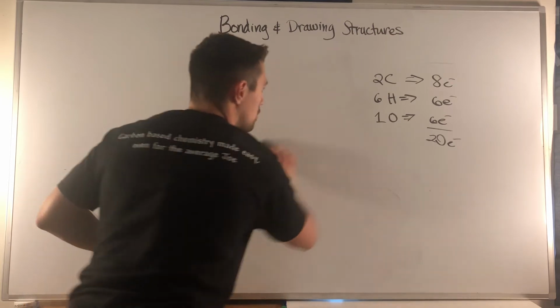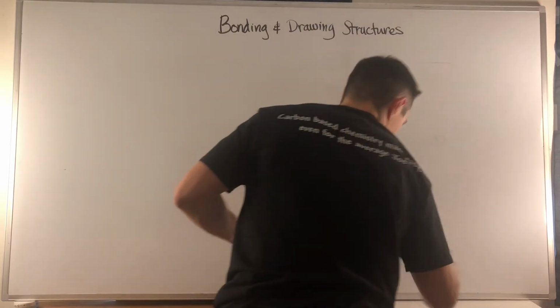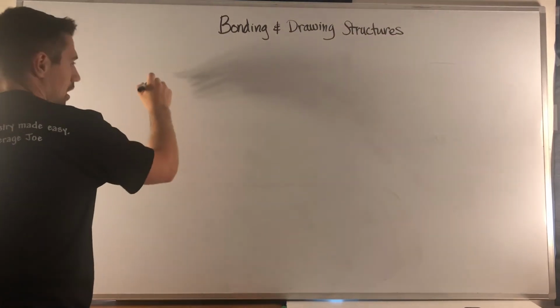2 more Lewis structures. So here we have azide ion.